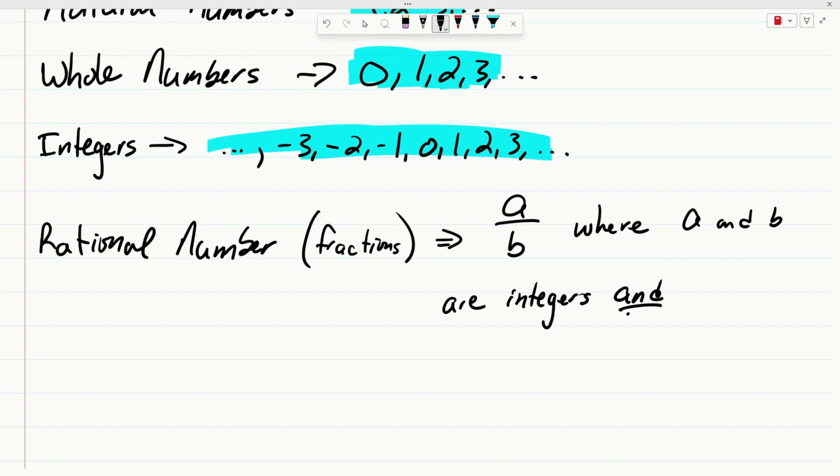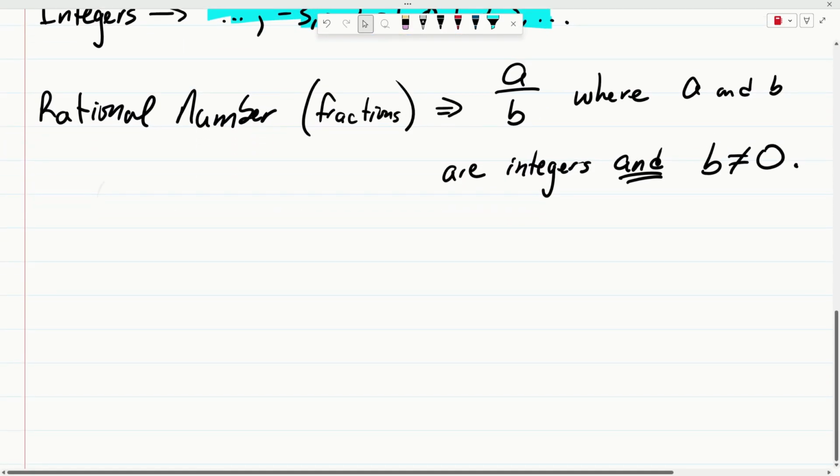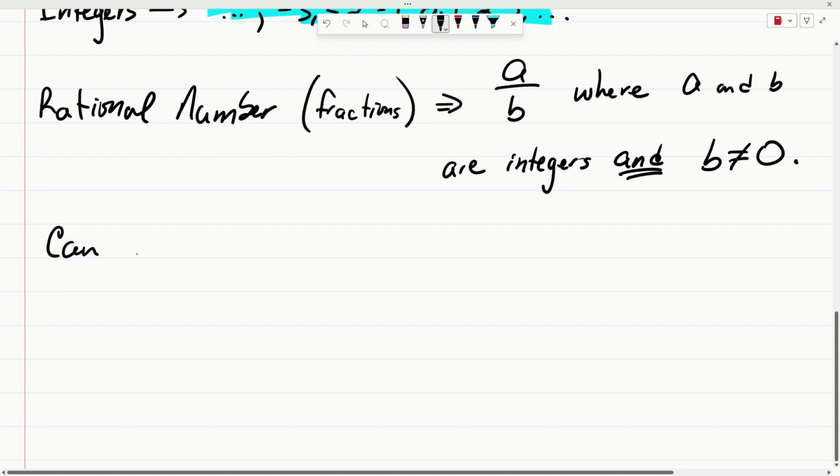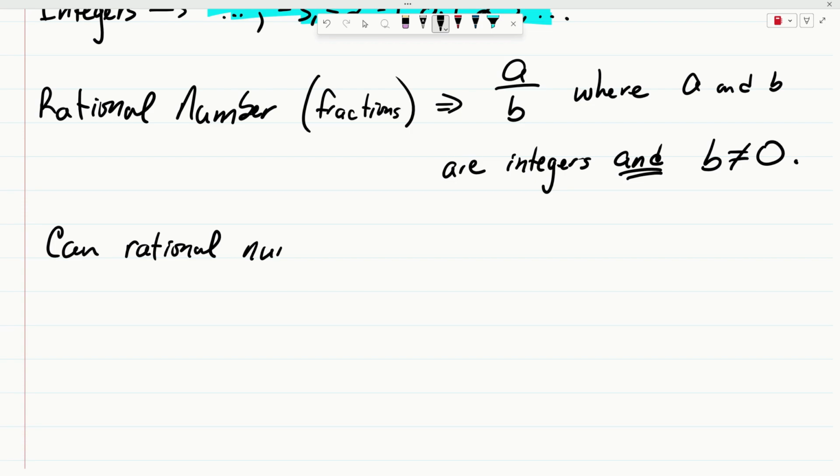And this is huge, B is not allowed to equal 0. So that's what a rational number is, okay? Now, can rational numbers be decimals? Can rational numbers be decimals? And think about that. Answer it in your brain. All right? Or pause the video, answer it, then come back. But the answer is yes.